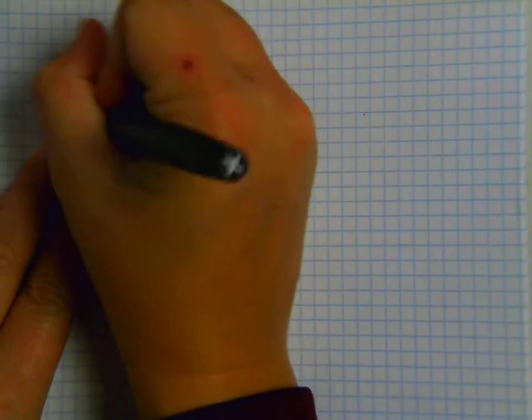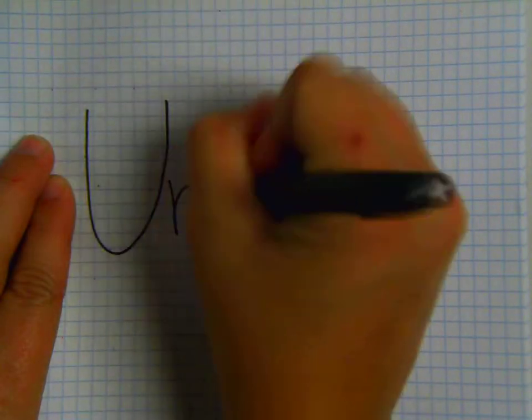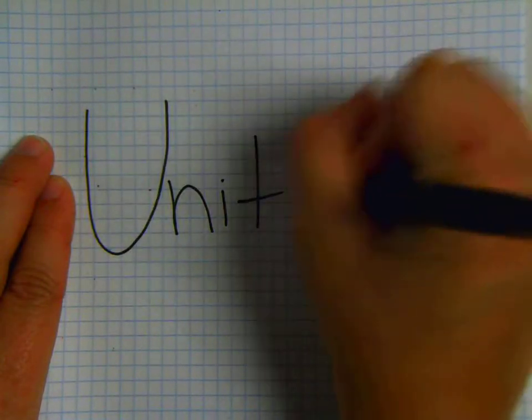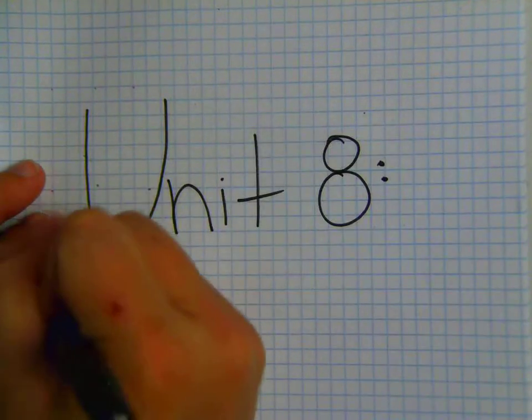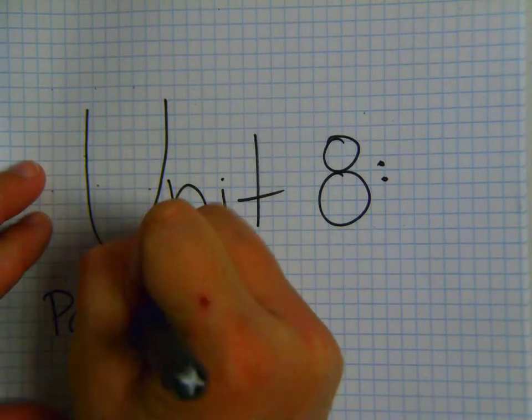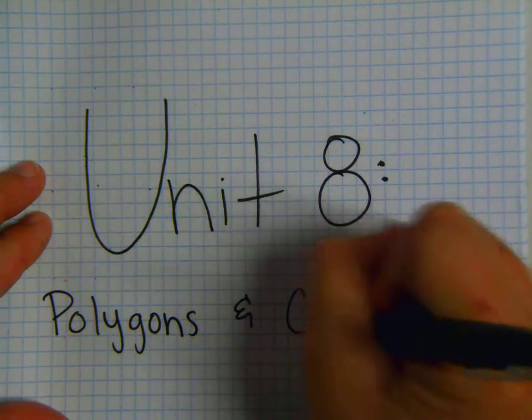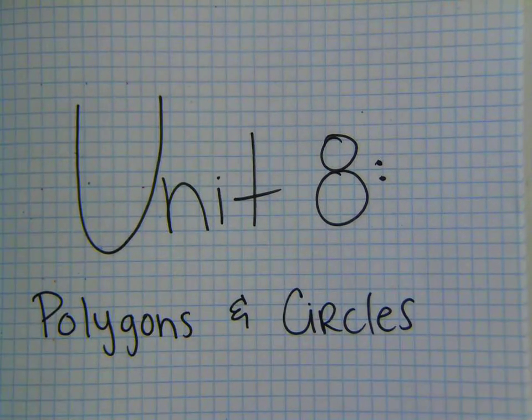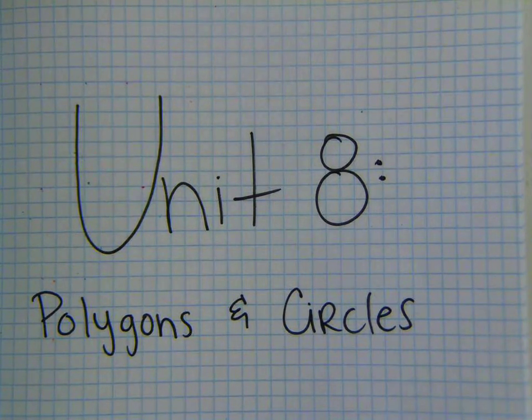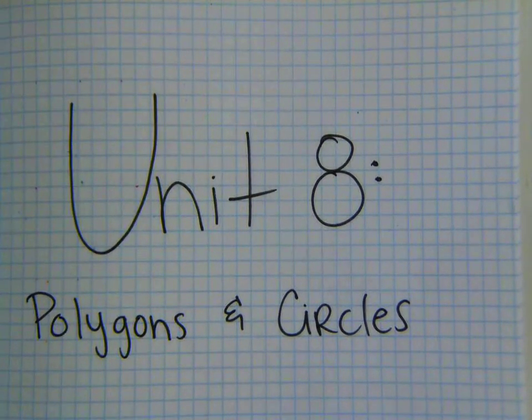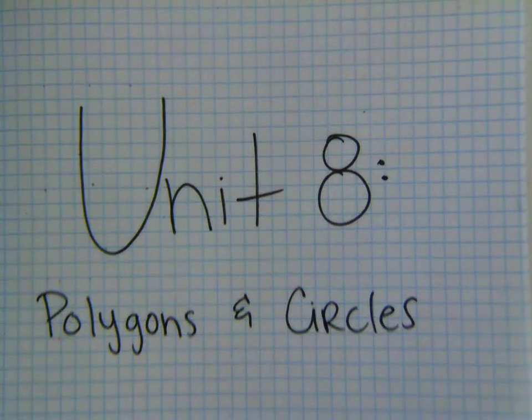Hi, and we are now starting Chapter 8. So we're going to put our page together to write Unit 8. And this is going to be polygons and circles. Page 48. So polygons and circles, page 48, Unit 8.